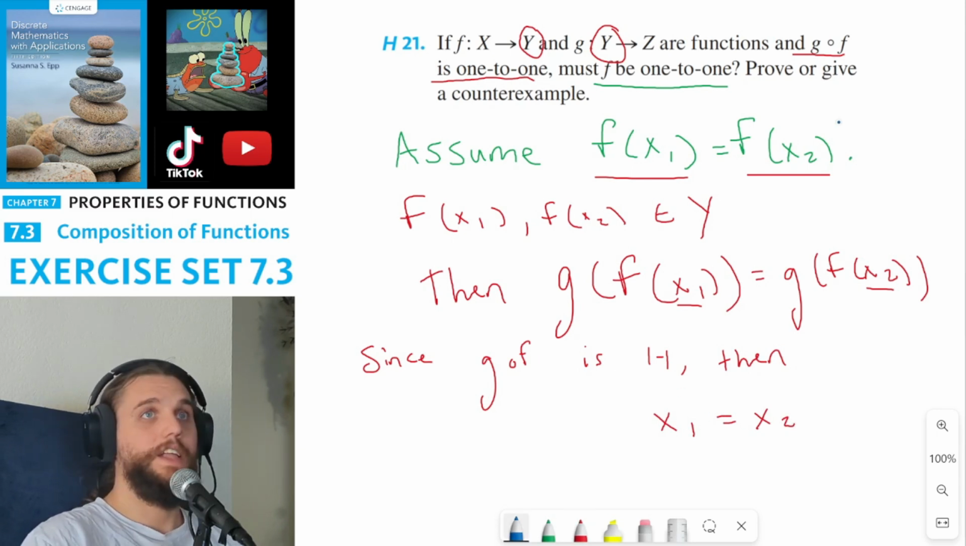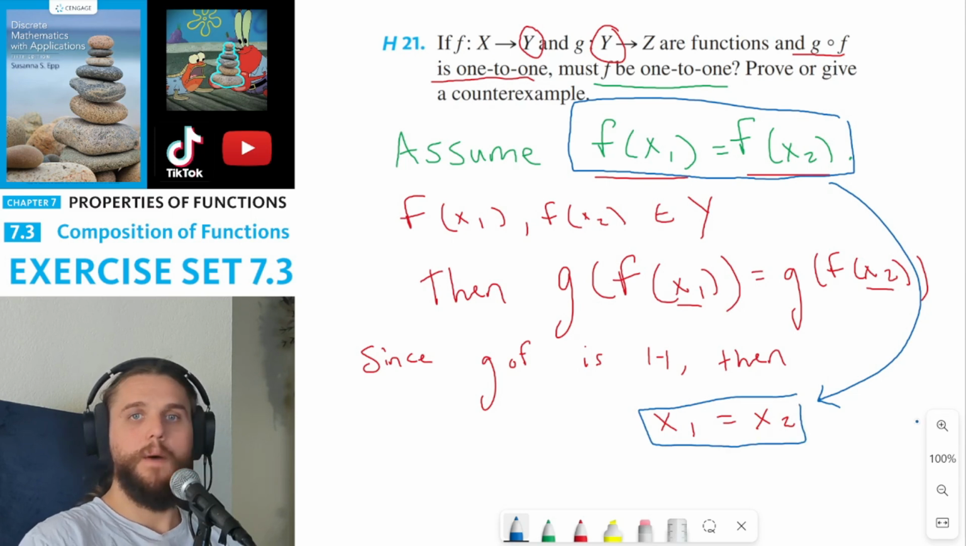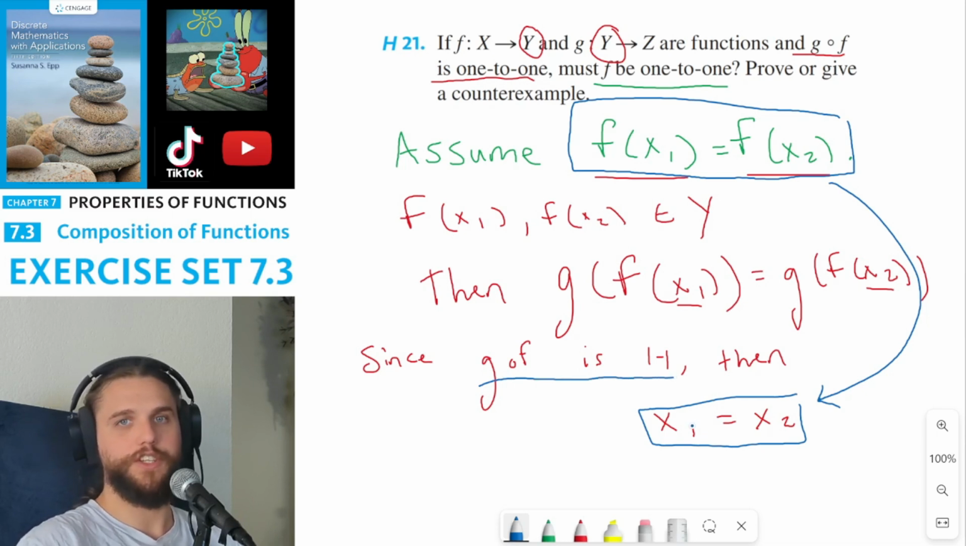be the same. And so we have proven that if we have f of x1 equals f of x2, that must therefore mean that x1 equals x2. But really, to show this, we have to use function composition with g, and we have to use the property that g of f is 1 to 1. Without this property here, we wouldn't be able to reach this conclusion in any way. So therefore, this function is 1 to 1.